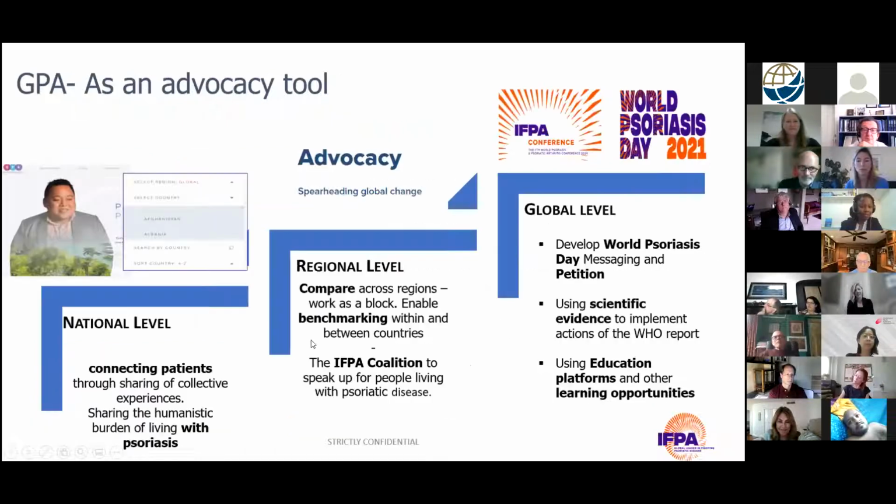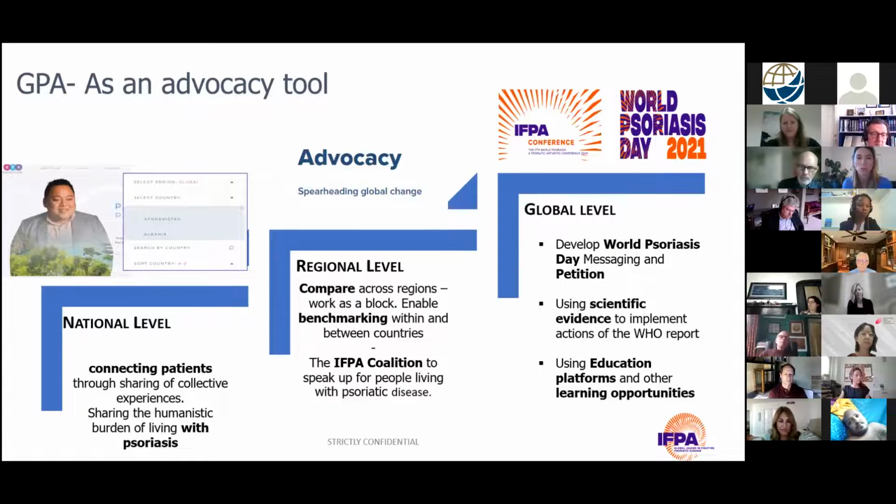Next slide, please. Regarding the GPA and how IFPA as well as member associations use it, this can be looked at in three levels. At the national level, the GPA as well as IFPA member associations have been sharing their collective stories, which are available on the website, showing the humanistic burden of living with psoriasis. We found there's a lot of strength in sharing this knowledge, and the support that has been gained at national level has been quite important.